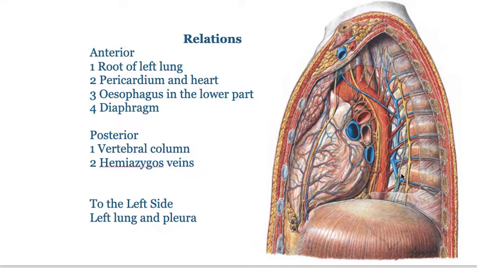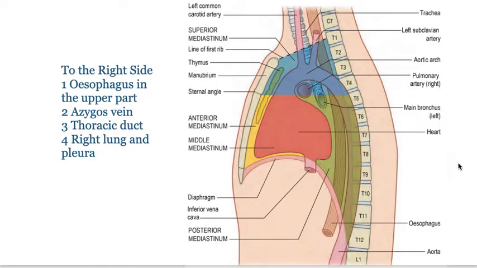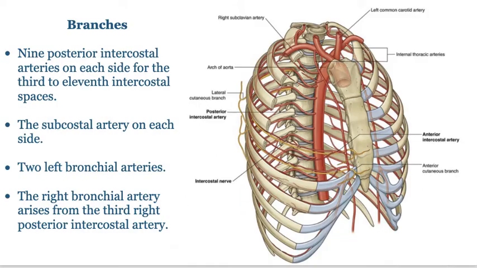To the left side, we have the left lung and the pleura. On the right side, we have the esophagus in the upper part, the azygos vein, thoracic duct, right lung, and the right pleura. Branches.